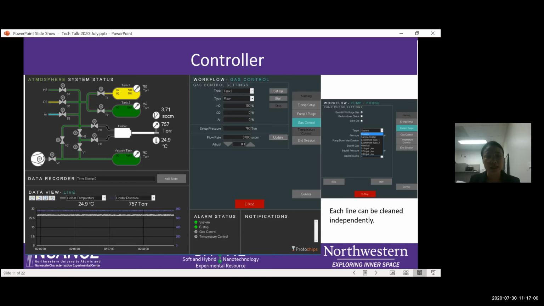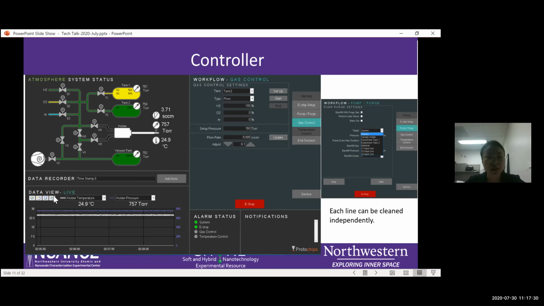We have 2 reaction tanks, and for each tank, you can set up a different gas mixture at a different ratio, with up to 3 different gases. The pressure can also be different. During the experiment, you can select which tank, tank 1 or tank 2, as your reaction tank. So that means you can do your sample for 2 different types of gas experiment in one set.